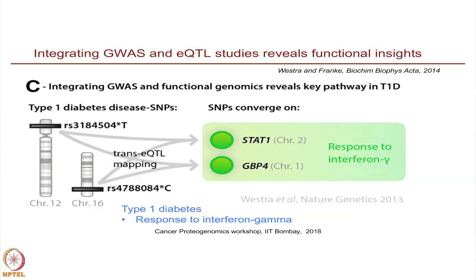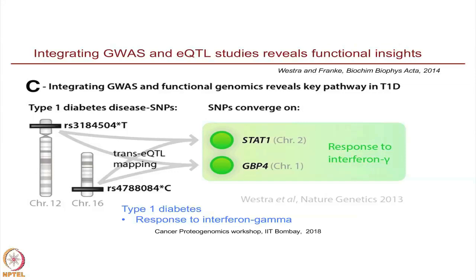And similarly, through the traditional GWAS analysis, there are multiple SNPs that have been associated with type 1 diabetes. But again, we don't know how these SNPs execute their effect. But through eQTL mapping, this group found that although these SNPs are located at different locations of the genome, they converge, so they control the expression of the same genes. That means different genotype alterations converge to the same gene expression alteration and eventually change the phenotype.